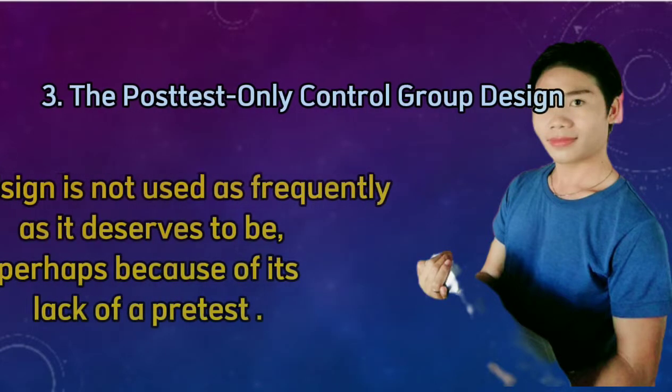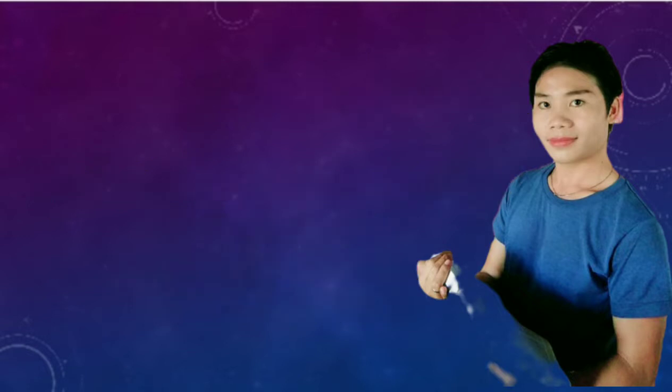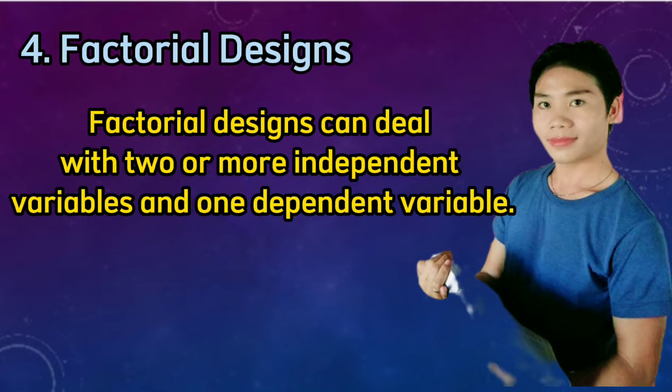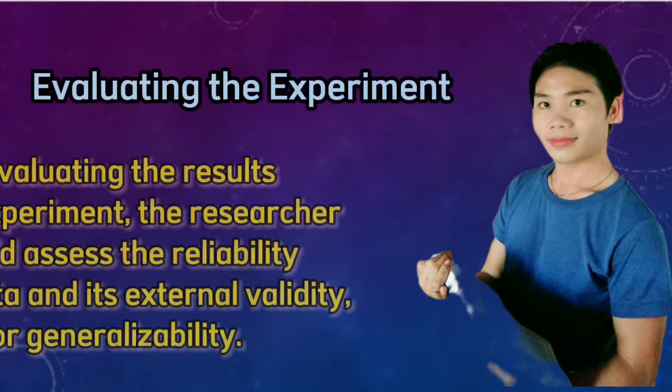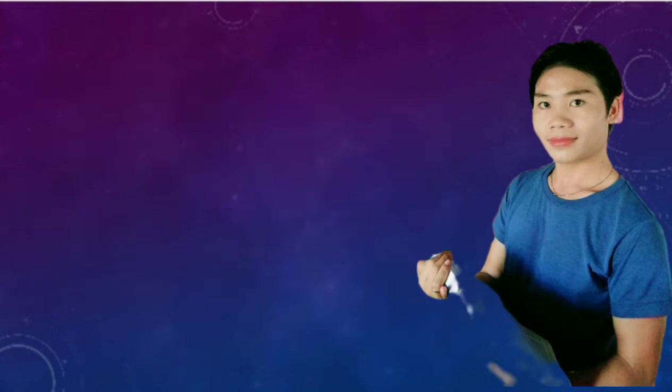Three, the post-test only control group design. This design is not used as frequently as it deserves to be, perhaps because of its lack of a pretest. Four, factorial designs. Factorial designs can deal with two or more independent variables and one dependent variable. Evaluating the experiment. In evaluating the results of the experiment, the researcher should assess the reliability of the data and its external validity or generalizability.